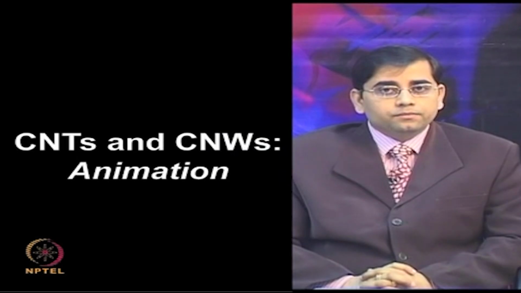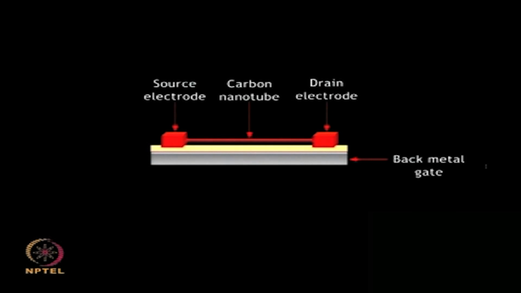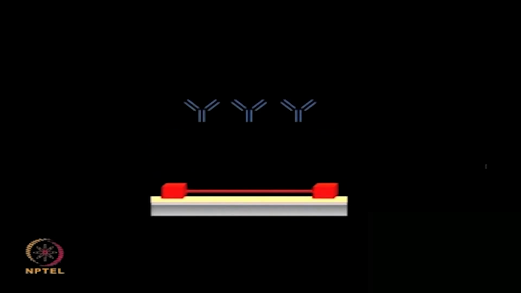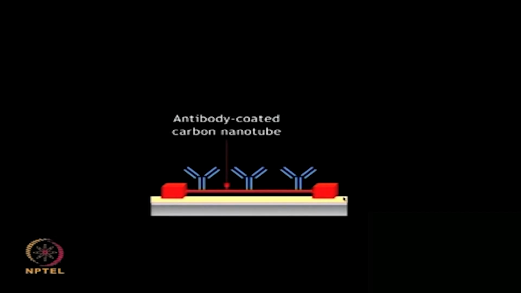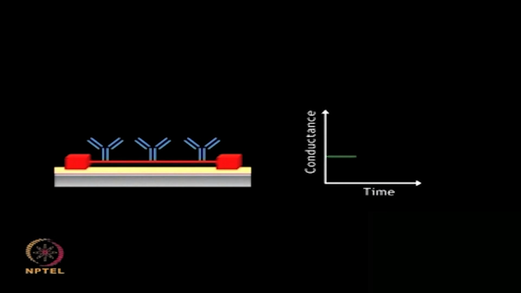To demonstrate the principle of using carbon nanotubes and nanowires, now let us look at this animation. Carbon nanotubes. The carbon nanotubes are hollow cylindrical graphite sheets that exhibit very high levels of chemical and mechanical stability. As you have seen here, there is a drain electrode, source electrode, and on top of the carbon nanotube, the antibodies are functionalized. So, these nanotubes can be suitably functionalized with the antibodies or other agents like aptamers. The antibody coated nanotubes show no variation in conductance when they are in the unbound state.